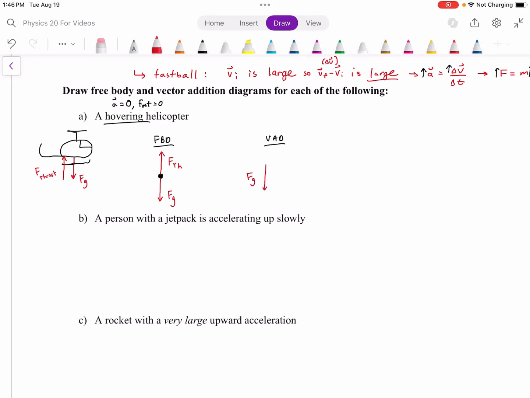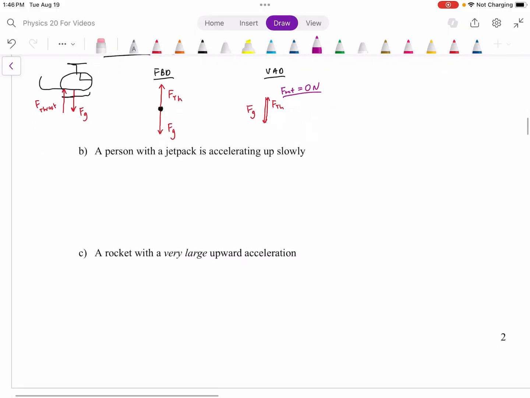Now for our VAD, right, we're expecting these to cancel out. So the force of gravity down, tip to tail with the force of thrust upwards. Sure enough, they're just as big as each other. To draw the net vector, there's nothing to draw because it ends where it begins. And the net force is 0. What we'd expect for a helicopter that's hovering, not accelerating.